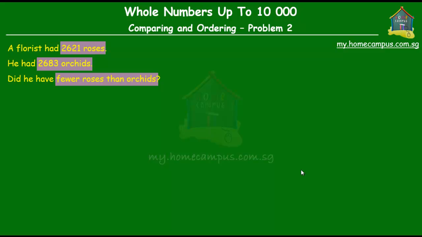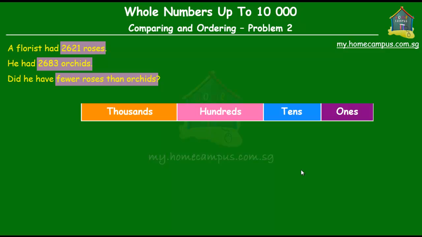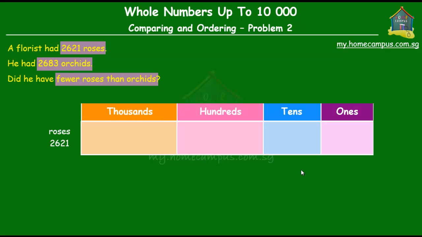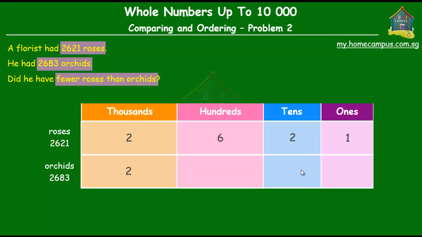Well, to find out the answer, we must compare the two numbers, the number of roses and the number of orchids. And as usual, we will use our place value chart. Okay, now let's put the number of roses in the chart, and what we see is there is 2 in the thousands place, 6 in the hundreds place, another 2 in the tens place, and 1 in the ones place. And for orchids, we have 2 in the thousands place, 6 in the hundreds place, 8 in the tens place, and 3 in the ones place.